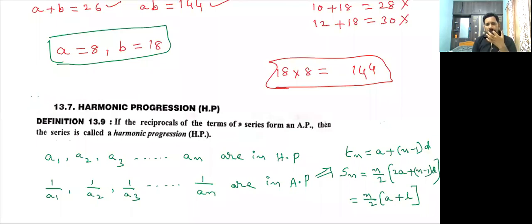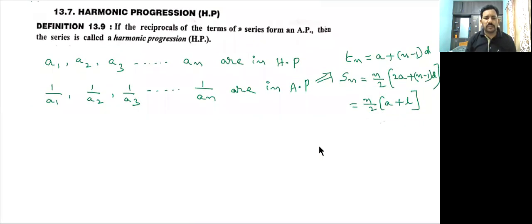So A plus n minus 1 into D is the nth term in arithmetic progression. Write the reverse: 1 by A plus n minus 1 into D is the nth term of harmonic progression, HP. Okay, students, let's note down the definition and example also. Now in harmonic progression, I am going to discuss the first question.